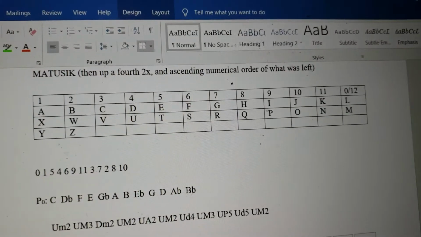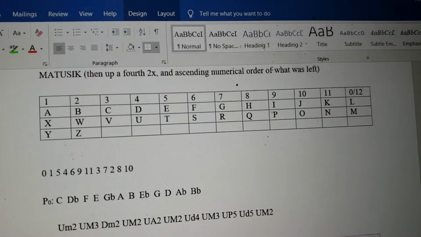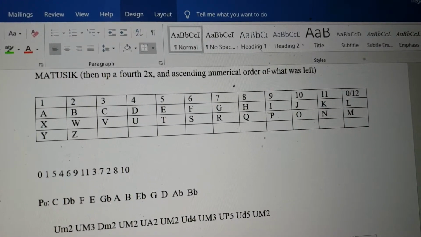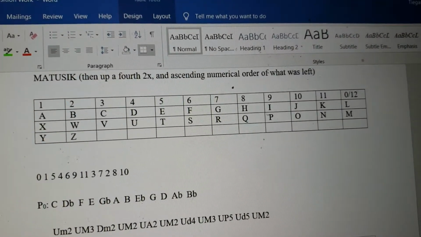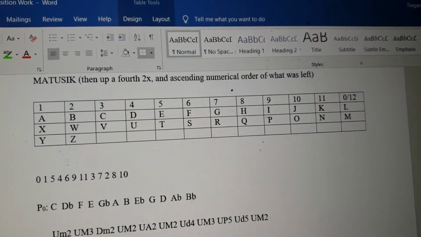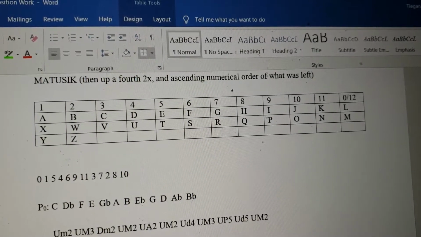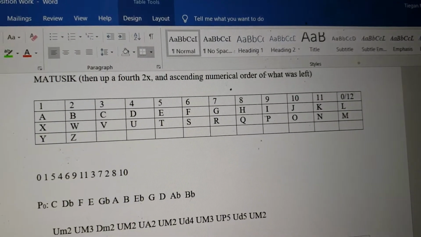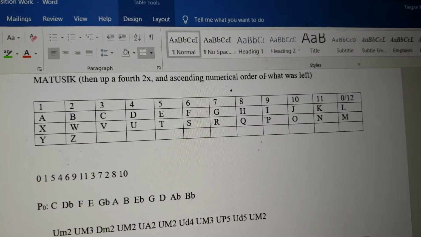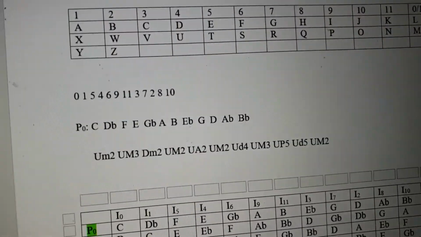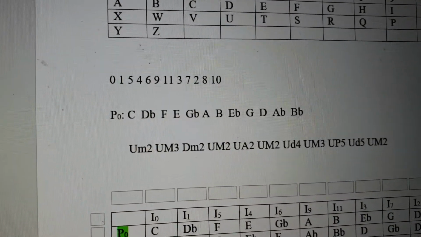Since my last name is only 7 letters and I needed 12, I decided to go up a fourth a couple of times because that was an interval that seemed to be common. And once I was unable to go up a fourth anymore before repeating the number, I decided to just go ascending in order numerically of what was left, since there was only 3 numbers left. I then put those numbers in order, where it starts off with 0 and then 10.